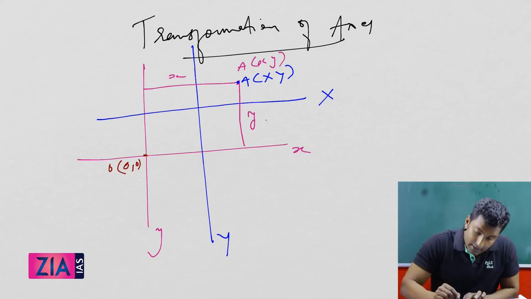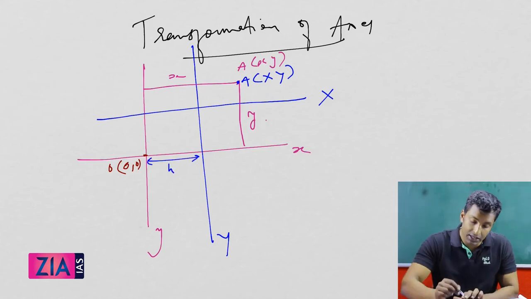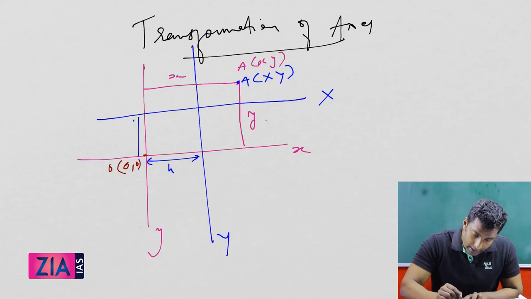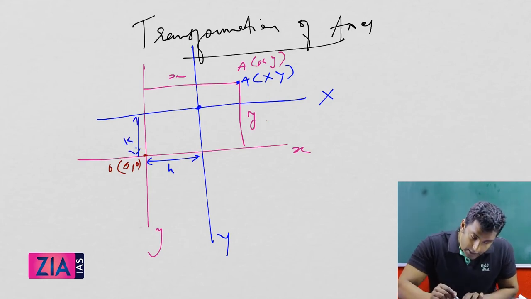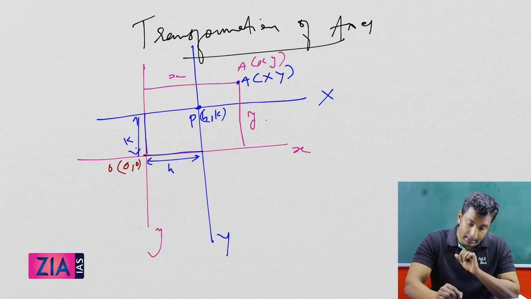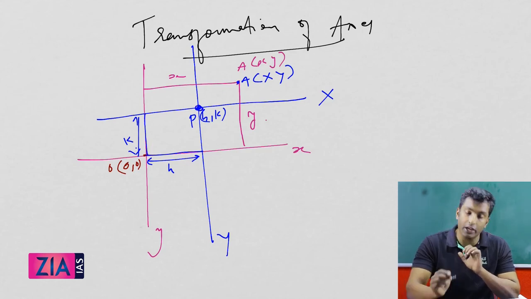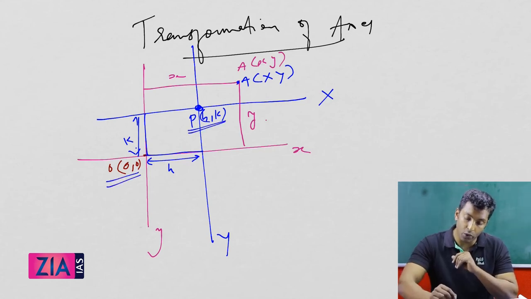Okay, now what is this distance? If this distance is h, and if this distance is k, that means the new origin is going to be h comma k. I can mark it as P(h, k). So if this distance is h and this distance is k, this point is the new origin. So the origin is h comma k. This is the old origin, this is the new origin.